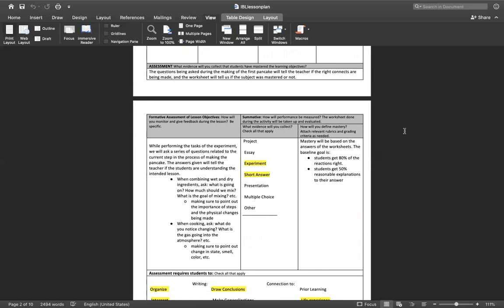We might say things like, what's going on? How much should we mix when we're combining wet and dry ingredients? What's the goal of us mixing this? And we'll be able to point out important steps and the physical changes that are occurring.